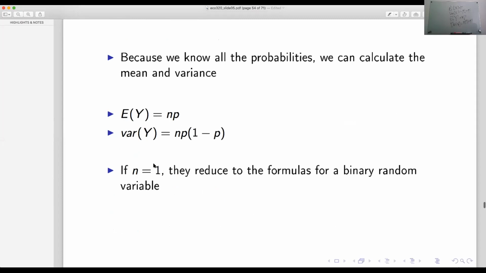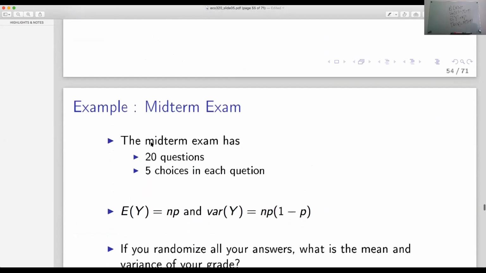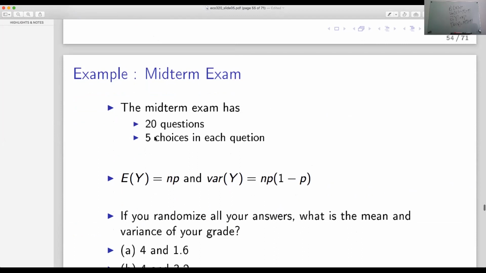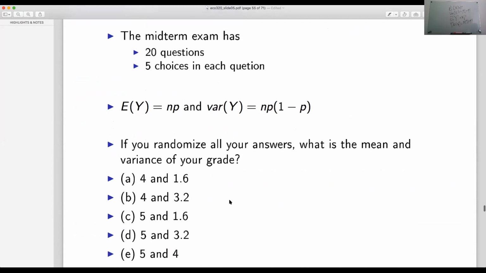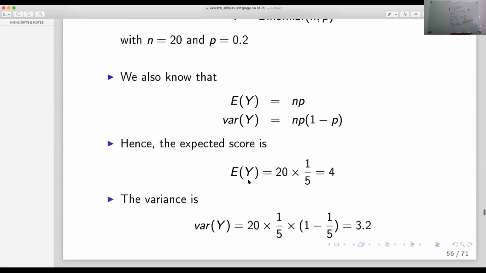Okay, so if n equals 1, they lead you to the formula for the binary random variable, because with n equal to 1, the only possible values are y equal to 0 and 1. The midterm exam has 20 questions with 5 choices each, and we can get the mean and variance. What would be your answer? Plug in the numbers: the expected value of y would be 4, and the variance of y equals 3.2. You might be curious whether you can use the standard method we have been using. Of course, you can do that, but this is quicker.